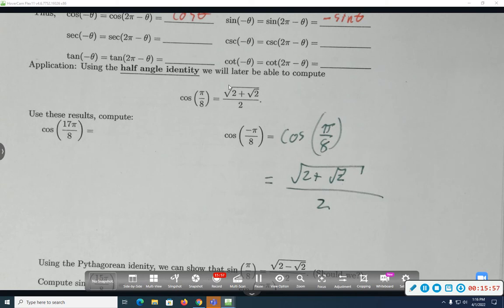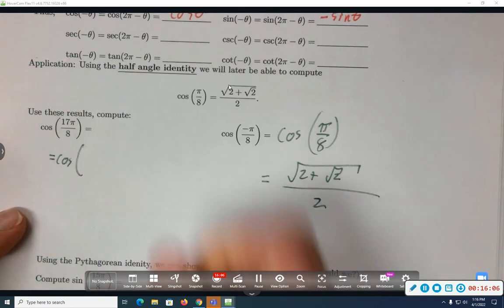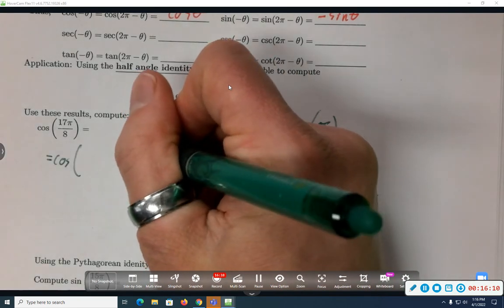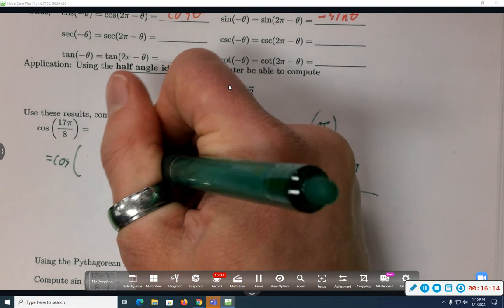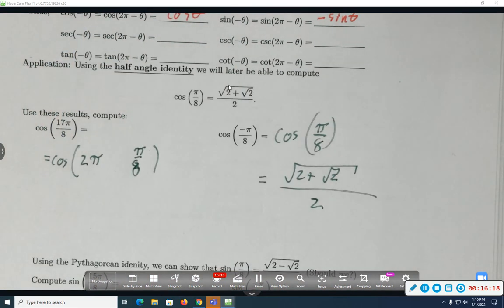No, wait, I'm trying to trick you here. So let's think about what 17 pi is. That's the same thing as the cosine of... So it only has something to do with pi over 8, and something to do with 2 pi. What symbol should I put between those two things if I want to get 17 pi over 8?